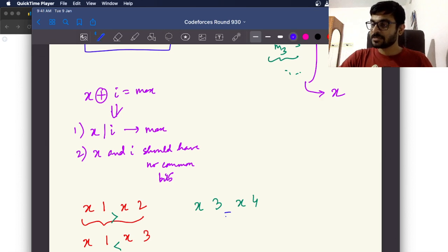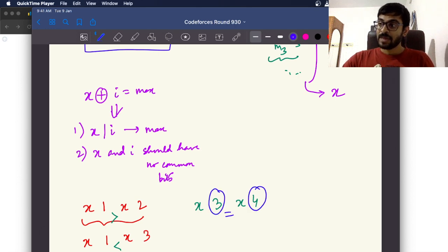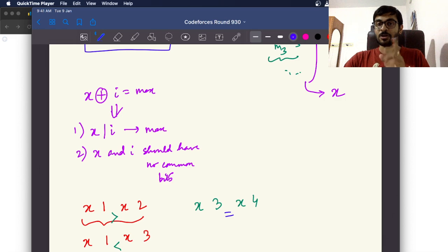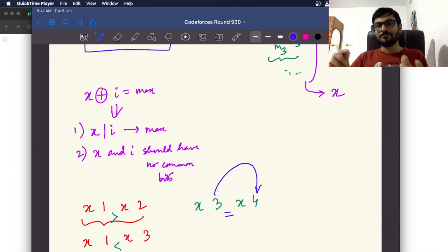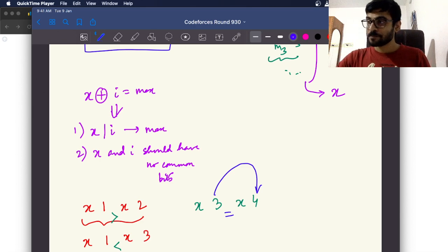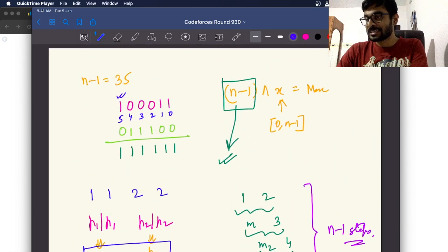Equal sign basically means both 3 and 4 will have the same impact, which means that the third number and the fourth number may have some bits different, which are already set in X. So it doesn't make any difference. So it basically means that P of 3 and P of 4 vary in those bits which are already set in X. What do we want? Let us understand that through this example.